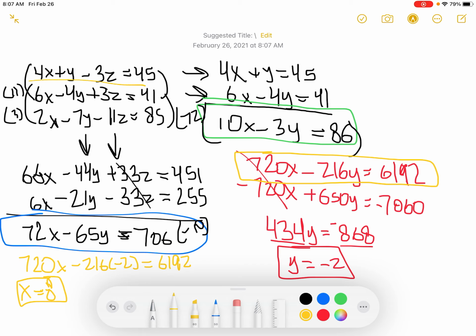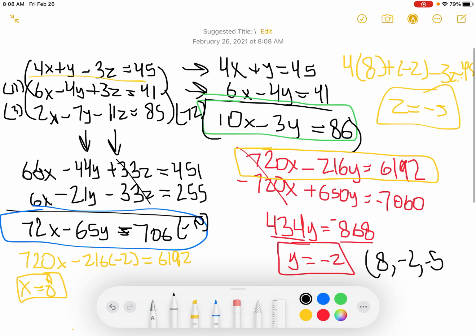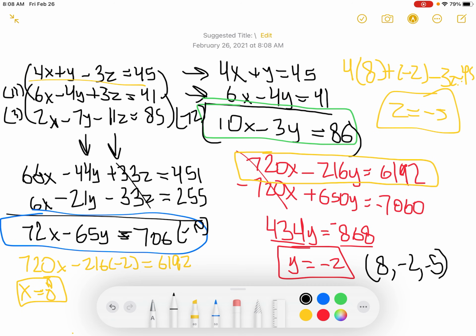So over here, I'll write what it would be. 4 times, we plug in for x, 8, because we just found that, plus y, which is negative 2, minus 3z equals 45. After you do all the work, you would find out that z is negative 5. And that means that our final coordinates are 8, negative 2, negative 5, for where these three equations connect.